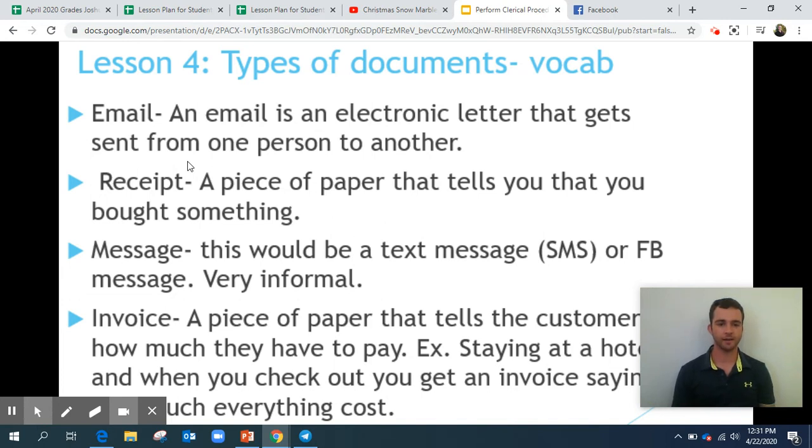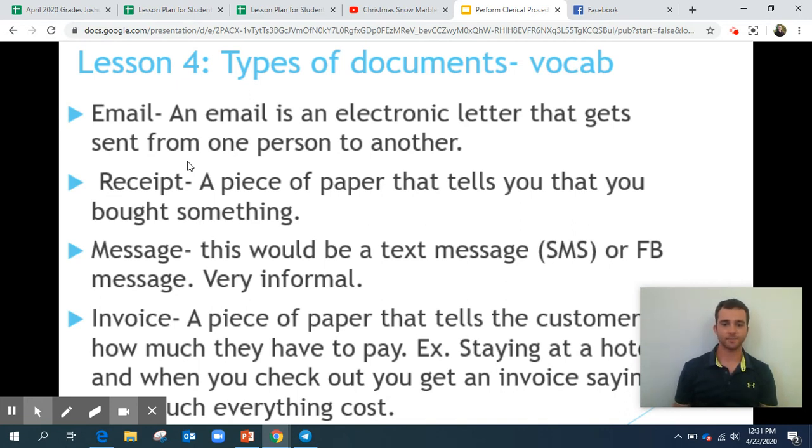So, an email. An email is an electronic letter that gets sent from one person to another. I think we've all sent an email in this class, I'm pretty sure. You're just writing a letter on your computer, and then you send it. I send it to Teacher Sam, or Teacher Cheryl, or Teacher Natalia, and then they read that letter. But it's all on the computer. I'm not writing anything down.